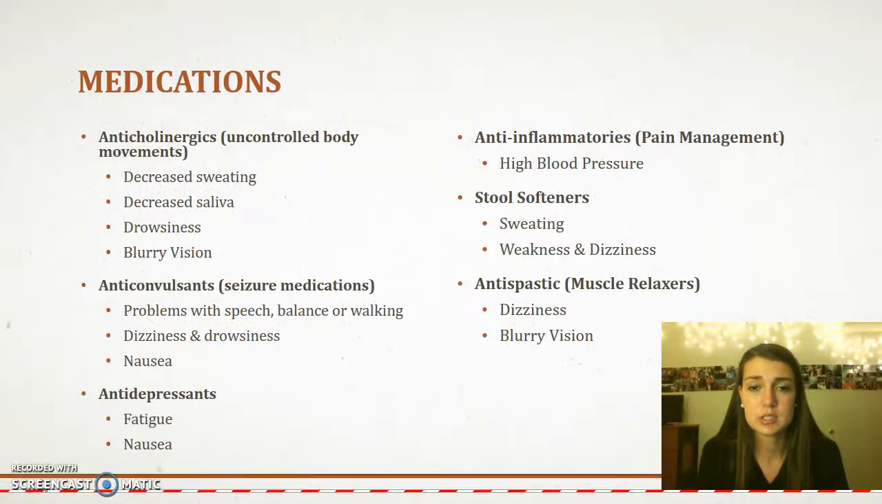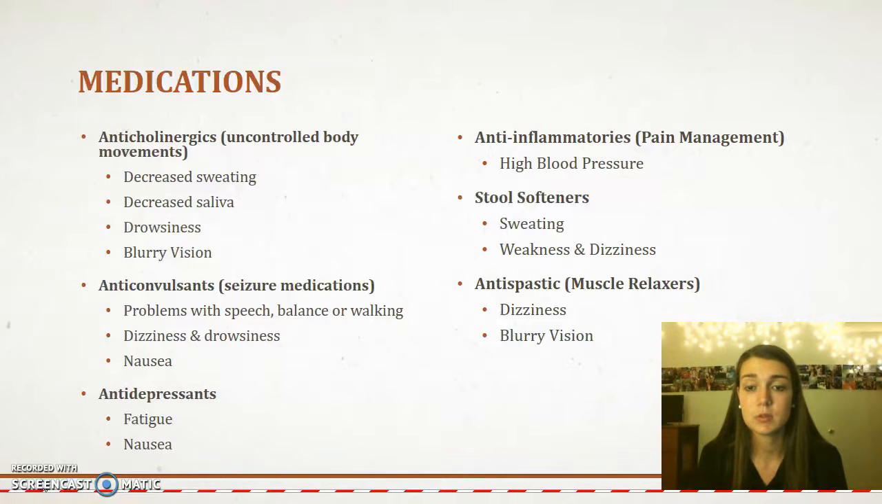So some medications that are important, so I'm going to point some of the ones out that we haven't talked about. So the anticholinergics are for uncontrolled body movements, and this is important because it decreases sweating. So if you're in a hot environment, they could become overheated very fast, so it's important to keep this in mind. Anticonvulsants are seizure medications, and this creates problems with speech, balance, or walking. It could, so you want to watch out for that if you're trying to have them do ambulatory things.